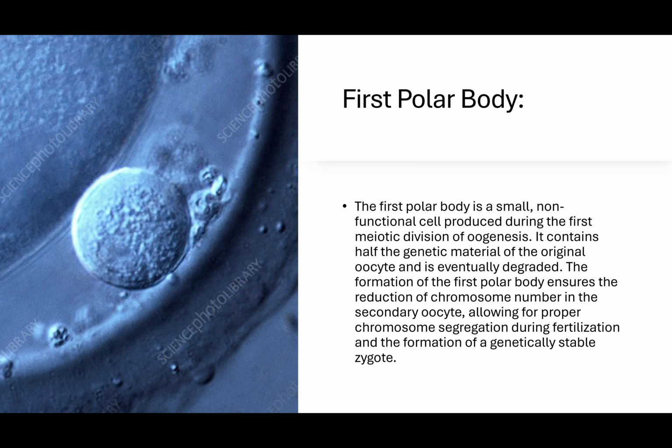So the first polar body is created in order to remove half of the information so it becomes n, and then we're going to have the replication to become diploid. So it allows for proper chromosome segregation during fertilization and the formation of genetically stable zygotes. Honestly, I don't know what a triploid baby looks like.